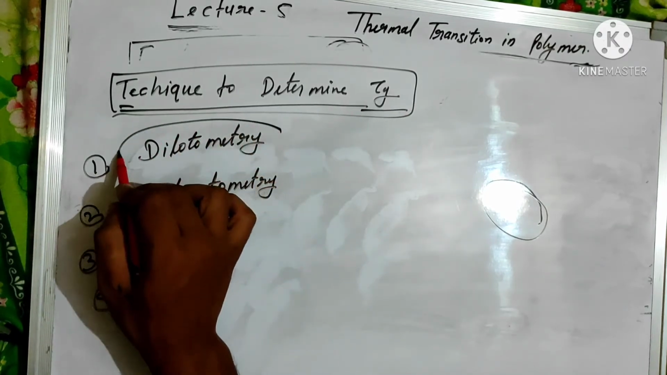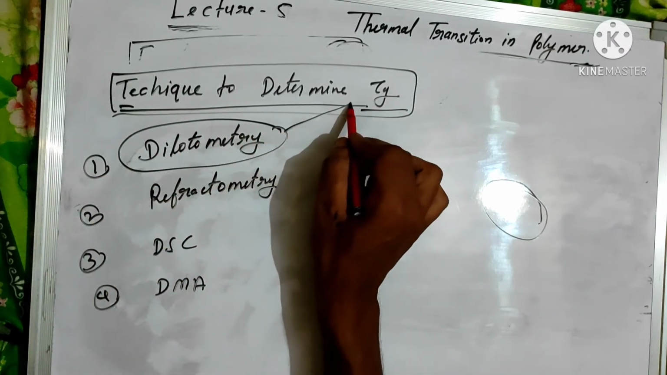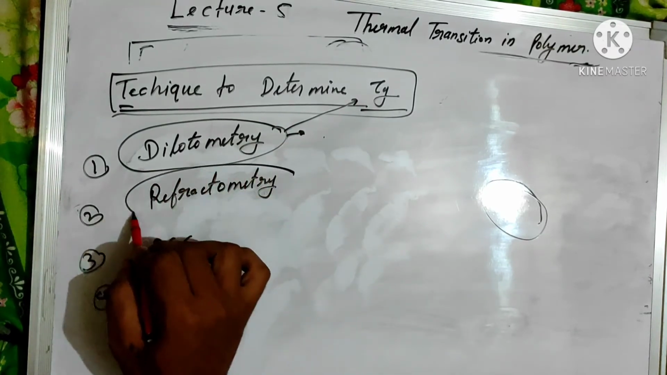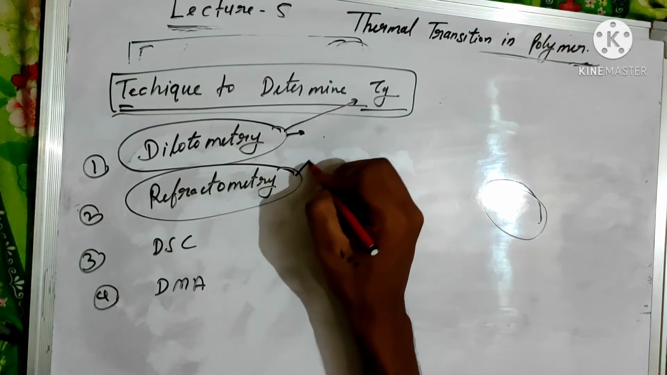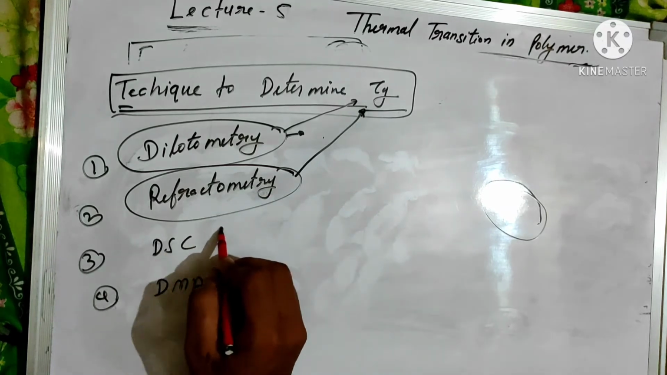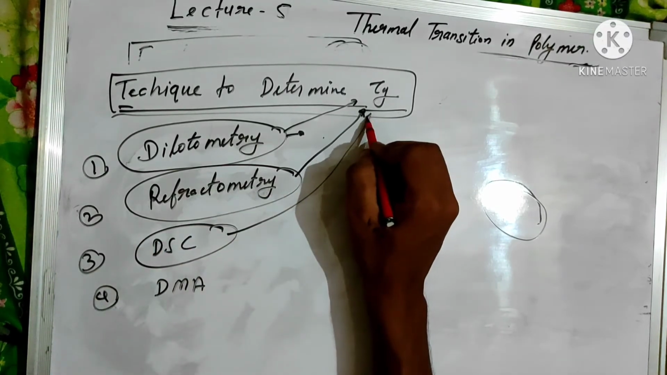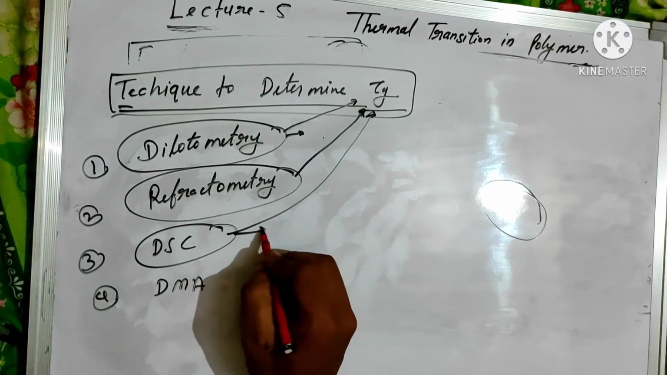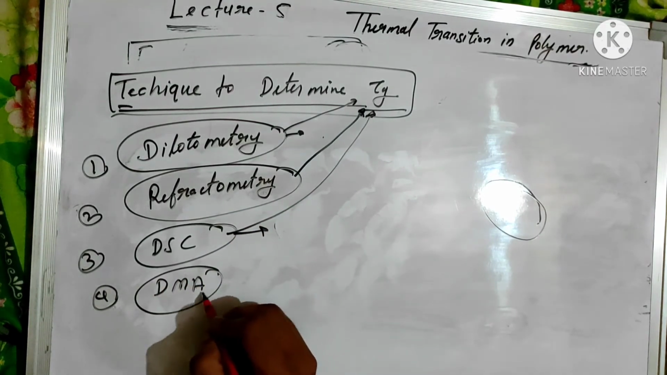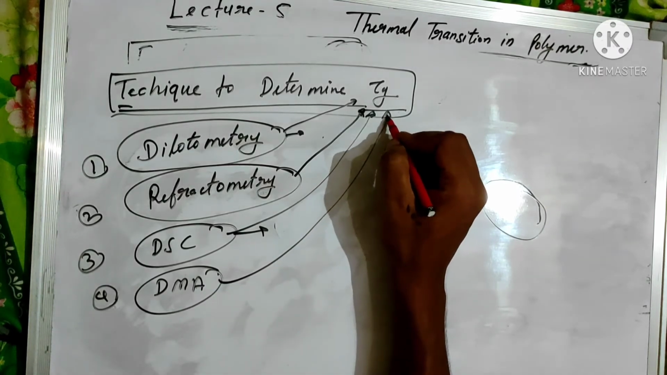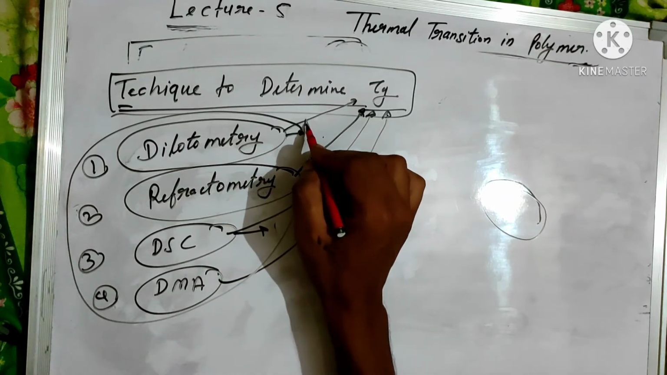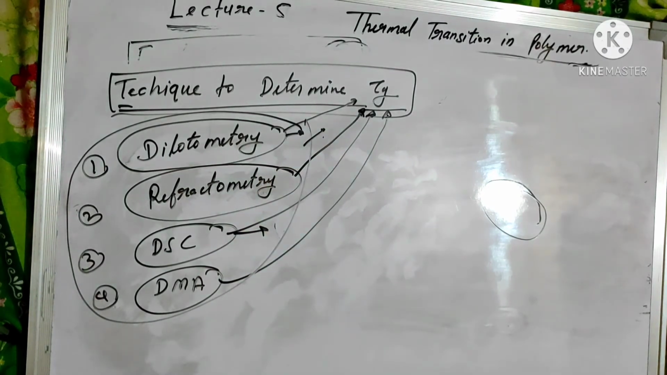Techniques to determine Tg, glass transition temperature. Dilatometry measures the glass transition temperature by measuring the specific volume. Refractometry is also used to measure the glass transition temperature by measuring the refractive index of the polymer. DSC is also used to measure the glass transition temperature of the polymer by measuring the specific heat of the polymer. Dynamic mechanical analysis, DMA, is also used to measure the glass transition temperature. These are some techniques by which we can measure the glass transition temperature of the polymer.